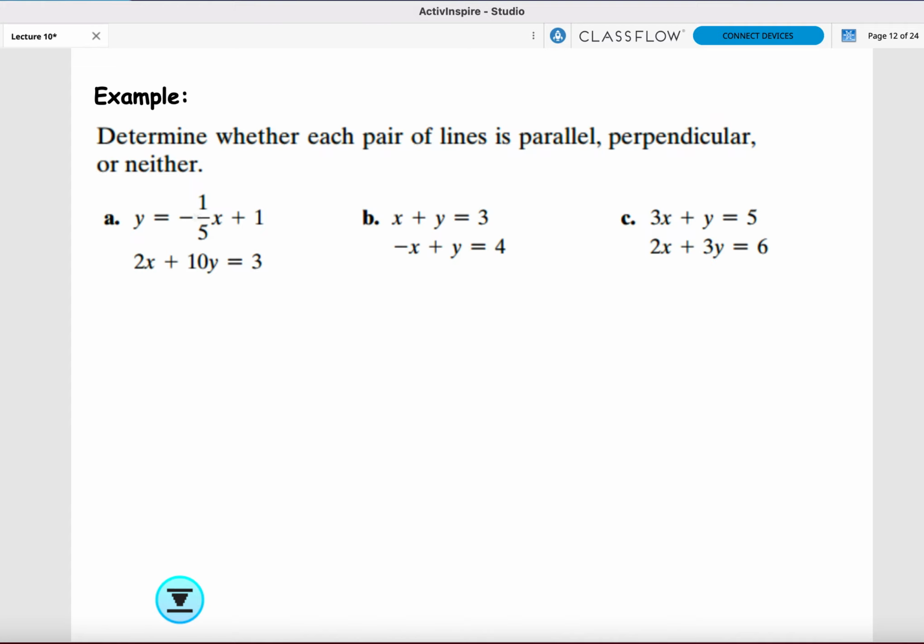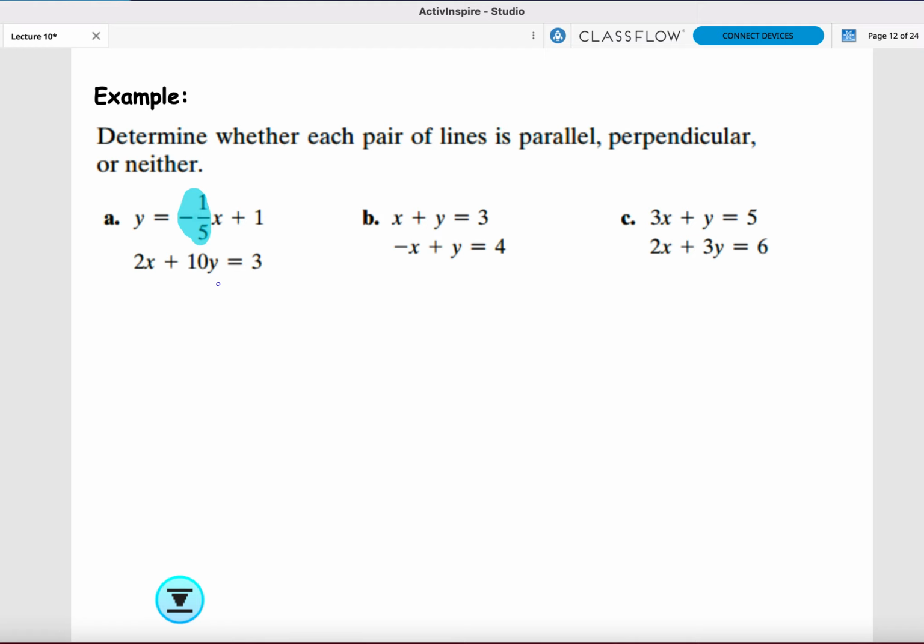Determine whether each pair of the lines is parallel, perpendicular, or neither. So what we want to do here is get all of them in y equals and just pretty much highlight the m. If they're the same m, then they're parallel. If they're opposite reciprocals, then they're perpendicular. If they're not opposite reciprocals or the same, then it's neither. So we got to solve for y.